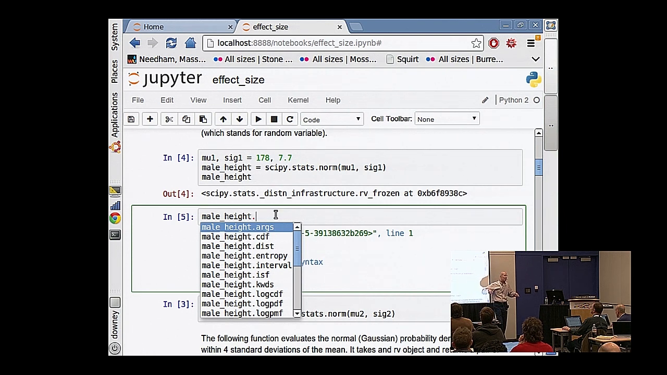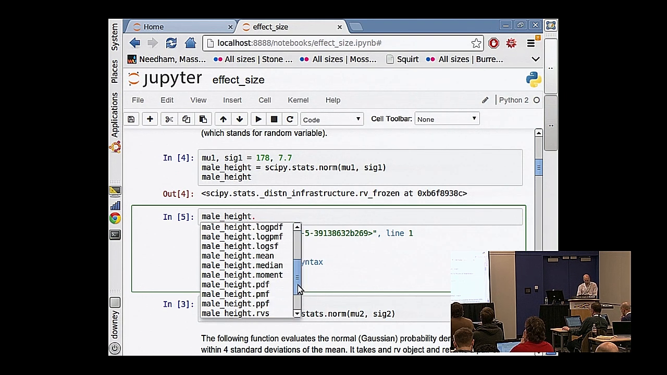Again, if you're familiar with IPython, you probably know about tab completion. This is one of the very nice things about IPython. If you have an object and you say object.tab, it'll give you the list of all the methods that you can invoke on that object. And you can see some of the things that it can do. You can get from it a cumulative distribution function or a probability distribution function. The other thing that you can get from it is a random sample. You can get the mean, median, other moments, and RVS is a random variable sample.